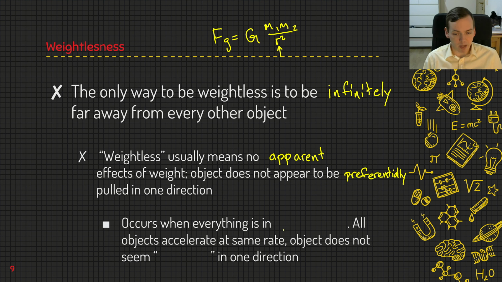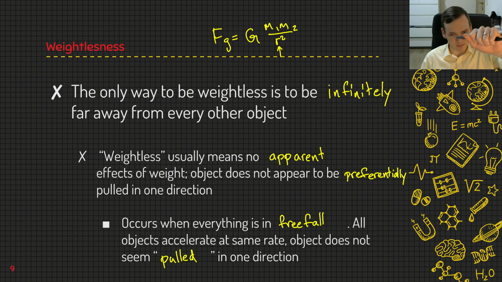And this apparent weightlessness occurs when everything is in free fall, meaning everything is falling at the same rate, and so objects do not appear to be pulled in one direction or another. If I'm falling towards the Earth, like skydiving, and I let go of this pen, well, I'm falling and the pen is falling and they're both falling at the same rate. There's nothing pushing us in one direction or another. So it would look like it was floating in front of my hand.